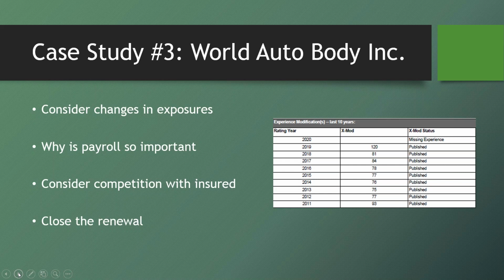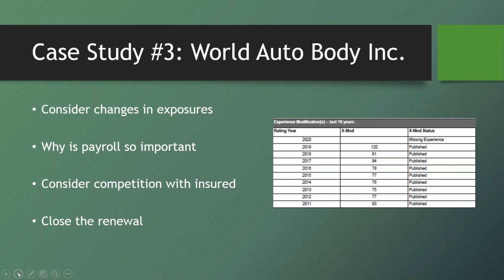But then due to their claims history, it began to increase within the last 3 years, and we can see they're at 120% X-mod in 2019, resulting in that 20% debit on their account. So this is important information always to review.